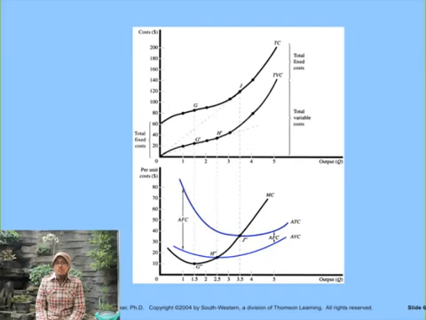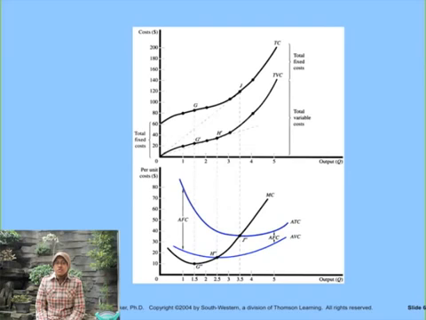Average fixed cost equals average total cost minus average variable cost and declines continuously as output rises. The marginal cost curve reaches a minimum before the average variable cost and average total cost curves and intercepts them from below at their lowest points.